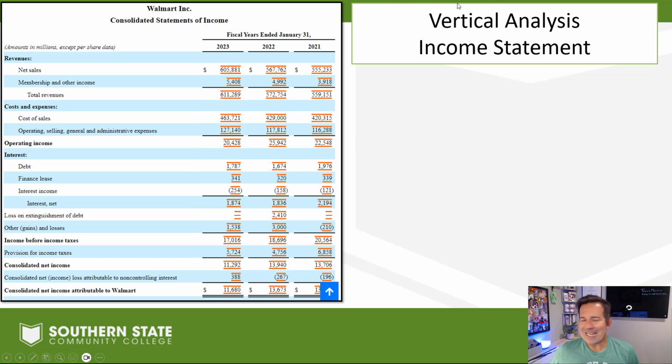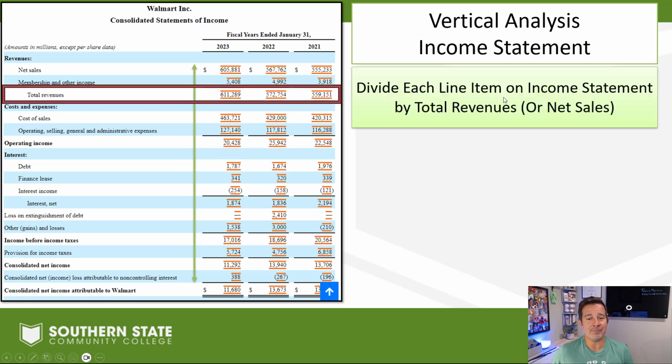So vertical analysis on the income statement. We're going to take every line and divide it by total revenue. You can see going up and down, taking every line and dividing it by total revenue. All right, here we go. Let's just use cost of goods sold as an example. You can see my cost of goods sold line there.